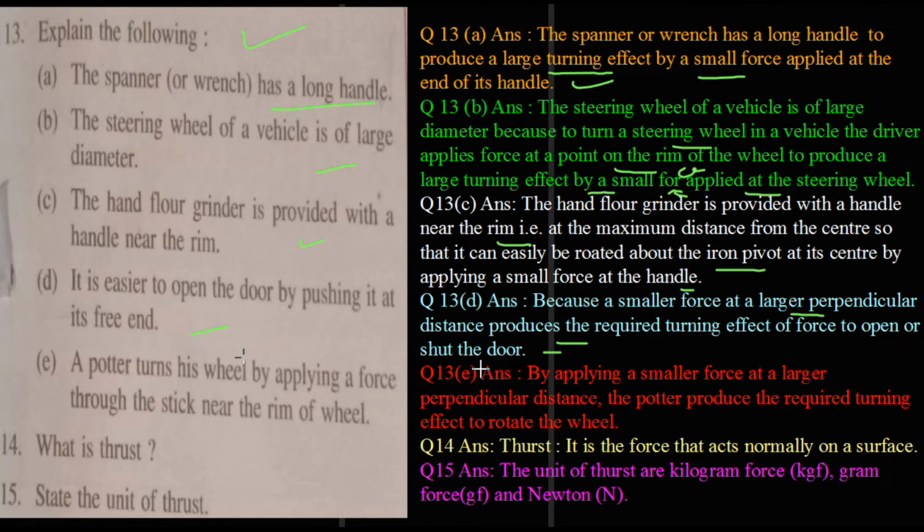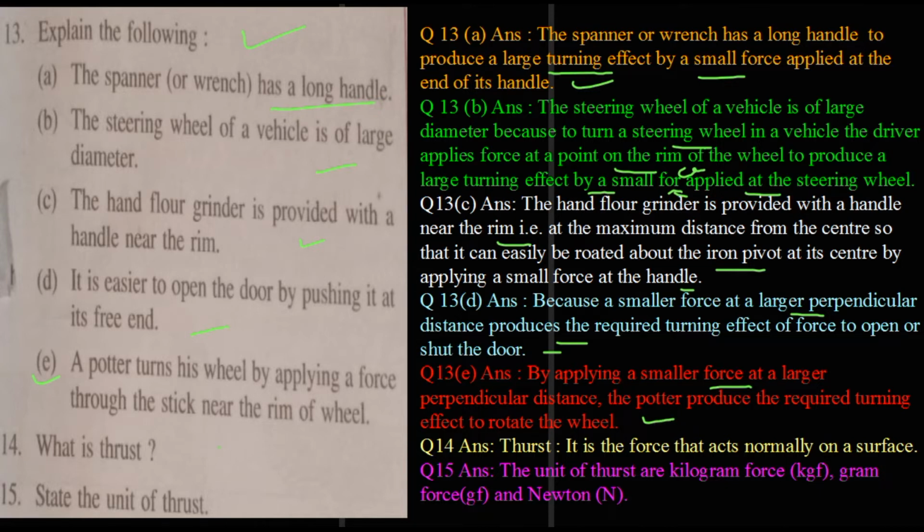Right? Question 13e. A porter turns his wheel by applying a force through the stick near the rim of the wheel. The reason behind it is that by applying a smaller force at a larger perpendicular distance, the porter produces the required turning effect to rotate the wheel. Right? The larger the perpendicular distance, the larger the effect of force.